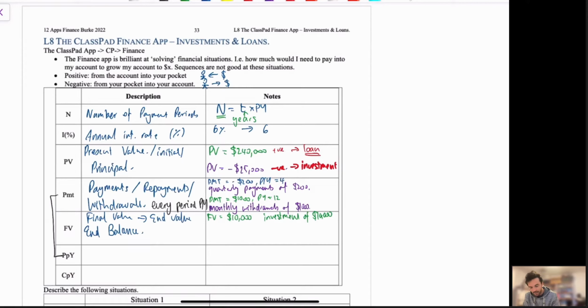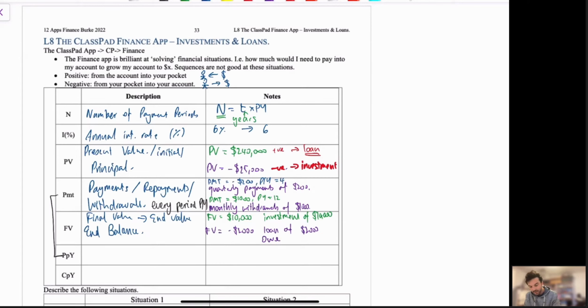Okay, now let's have a look at a negative FV. If I had negative $2,000, this actually means a loan of $2,000. Even at the very end of the balance, if it's negative, it means money needs to come out of your pocket, i.e. $2,000 needs to come out of your pocket to pay off the loan. So you still owe $2,000.